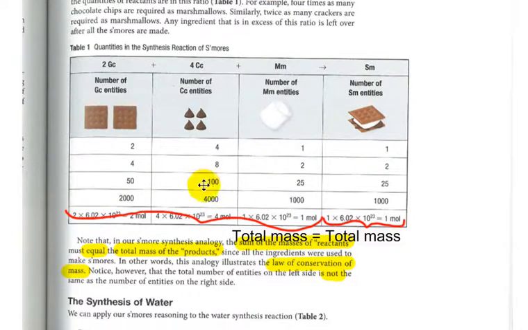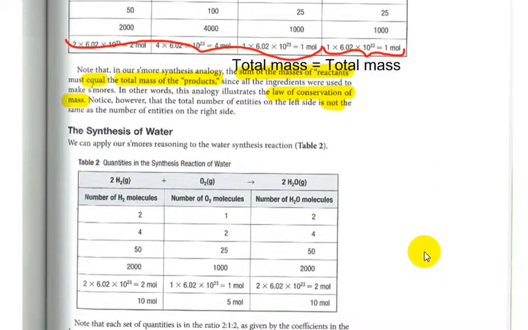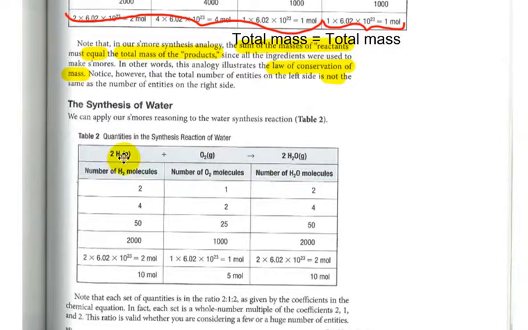The law of conservation of mass suggests that the total mass of the reactants, or what you start off with, must equal the total mass of the products, or what you end up with. Okay, so fairly straightforward. So if we go back to the water example, 2 hydrogen molecules combine with 1 oxygen molecule to produce 2 water molecules.